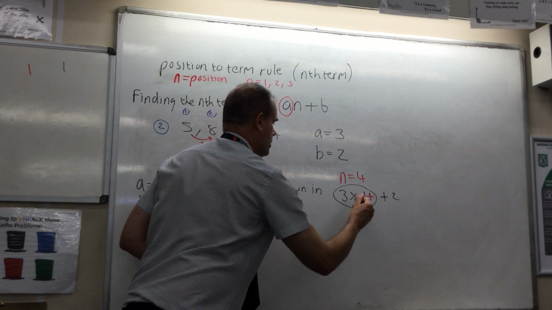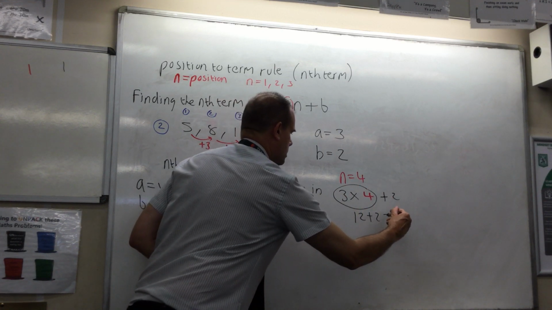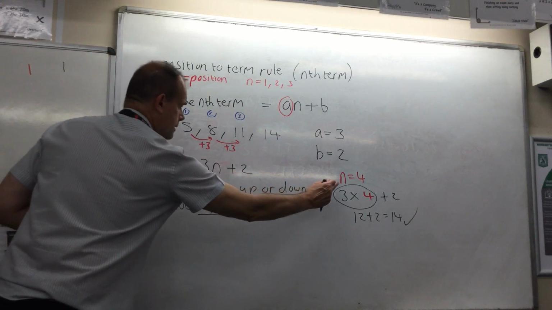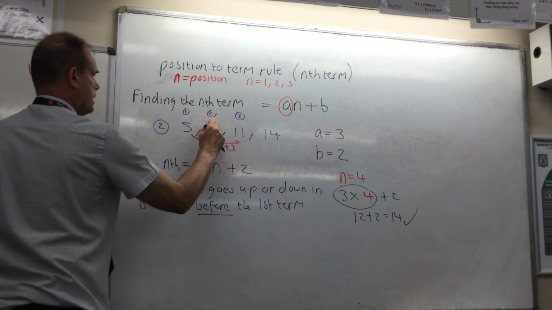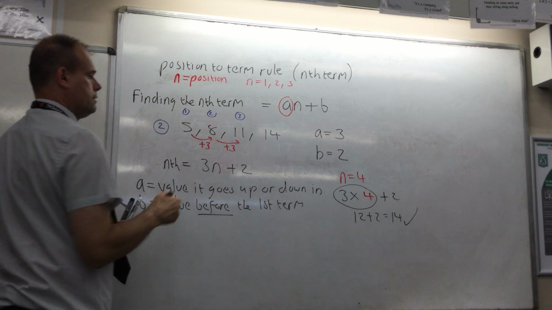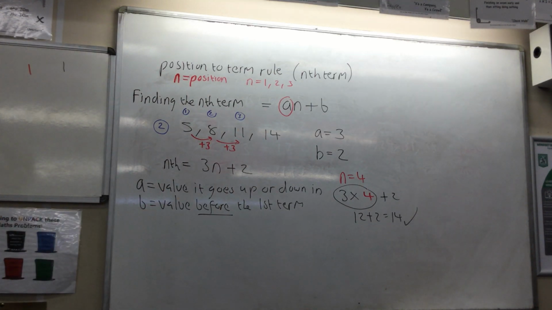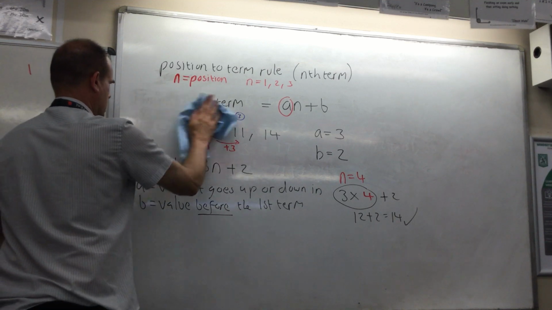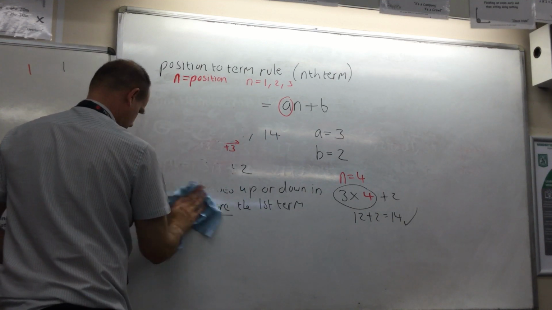BIDMAS: multiply before you add. 3 fours are 12, add 2, bingo. Does it give you 14? Yes it does. The fourth term, first, second, third, fourth term, is 14, so it works out. And that's how to get those formulas very quickly. That's probably the hardest bit, but the little trick there does work.